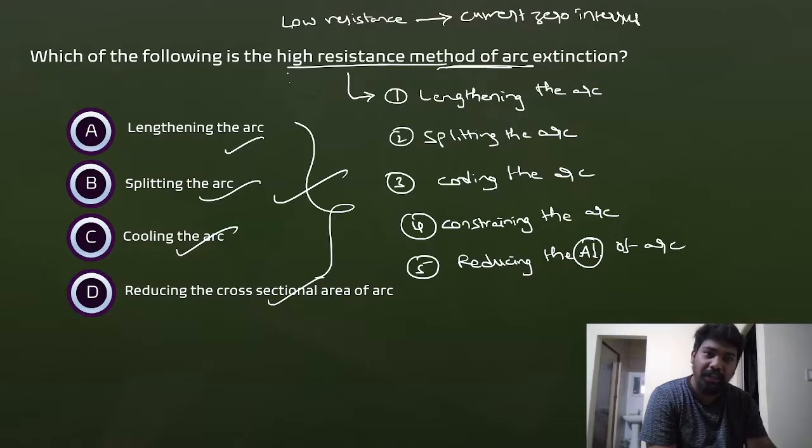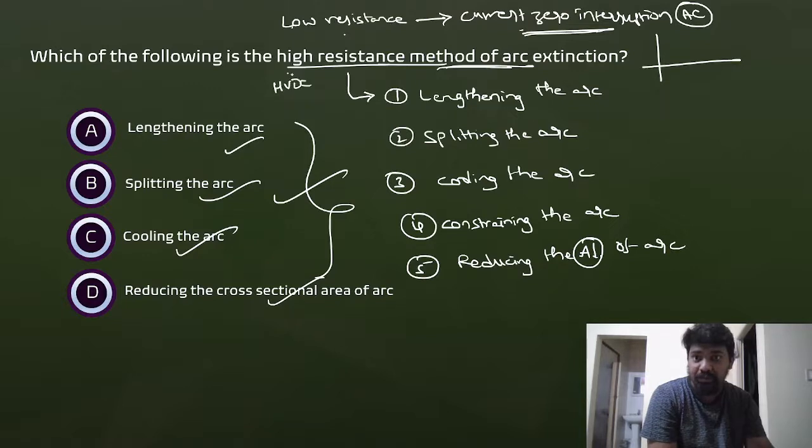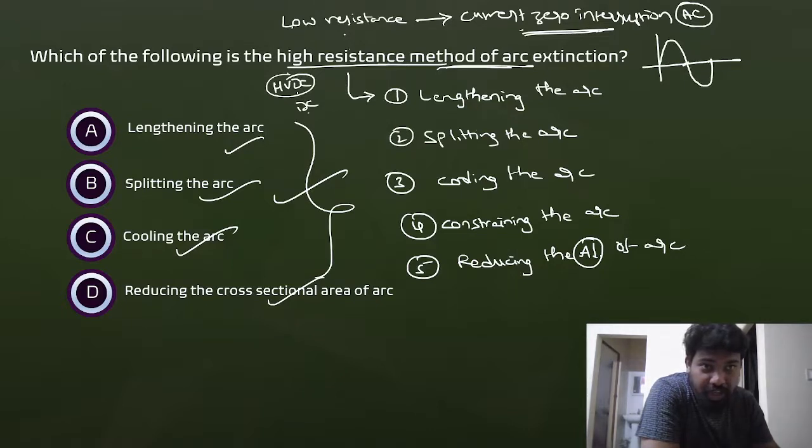Most of the questions will be from the high resistance method only, but please remember that the low resistance method is also known as current zero interruption, because this is applicable for AC circuit breakers. The high resistance method is used for HVDC or DC circuit breakers. Low resistance or current zero interruption is used for AC circuit breakers only, because we can see natural zero points only in AC, but in DC we cannot see any natural zero points because it is constant all over the time.